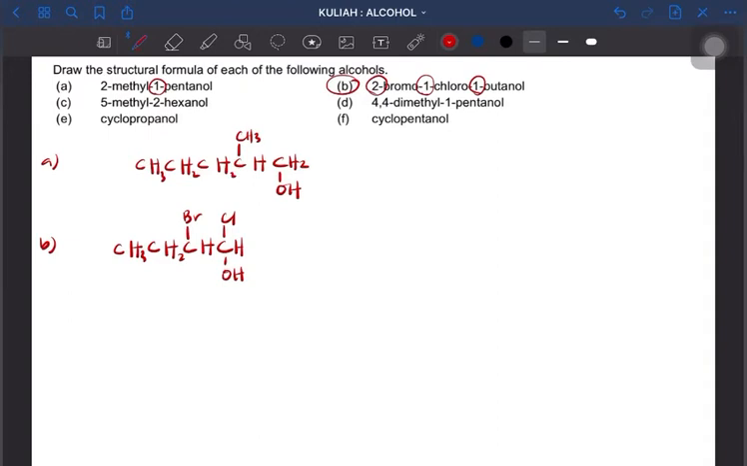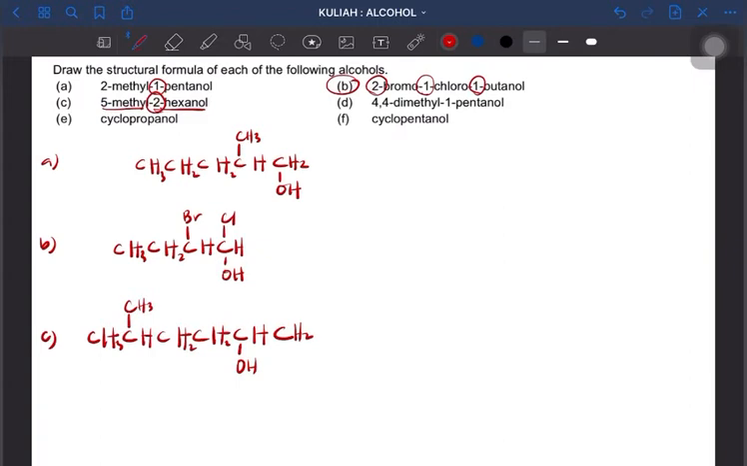For question C, it says 5-methyl-2-hexanol. Hexanol has 6 carbons, so 1, 2, 3, 4, 5, 6. The hydroxyl group is on carbon number 2, so OH. The methyl group is on carbon number 5, so 1, 2, 3, 4, 5, methyl on carbon number 5. Okay, so we fill in CH3, CH, CH2, CH2, CH, CH2.